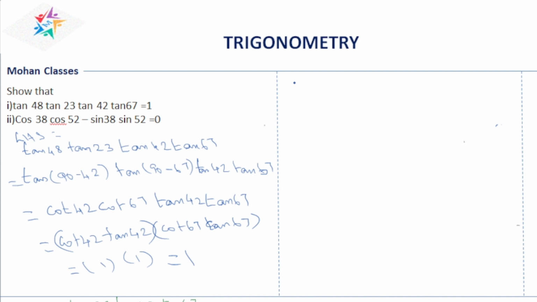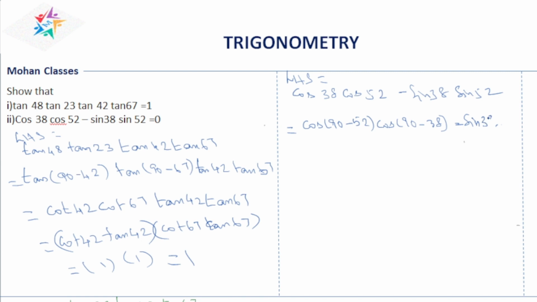Okay. What about this? LHS is equal to cos 38 cos 52 minus sin 38 into sin 52. So, cos 38, how we are going to write this? Cos (90 minus 52), right? Similarly, cos 52 is cos (90 minus 38), minus of sin 38 into sin 52.